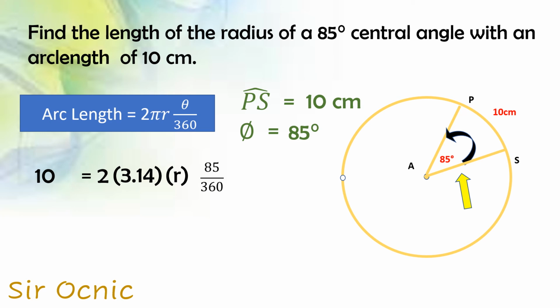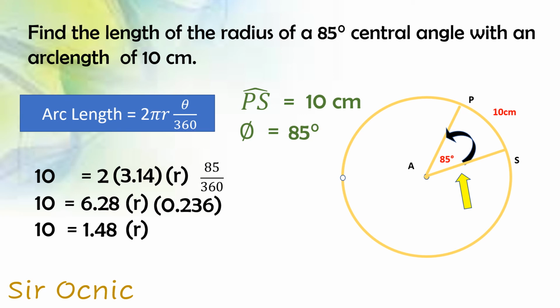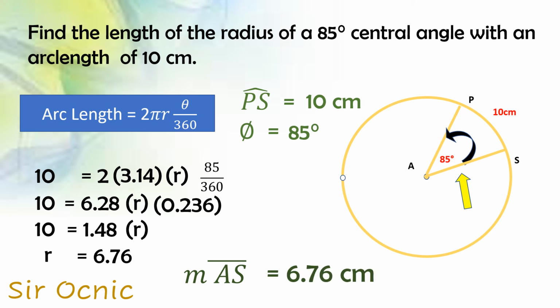The product of 2 and 3.14 is equal to 6.28 times r times the value of 85 all over 360, which is equal to 0.236. Multiplying 6.28 by 0.236, you will arrive at 10 equals 1.48 times r. Dividing both sides by 1.48, the value of r would be equal to 6.76. That means that the measure of segment AS is equal to 6.76.